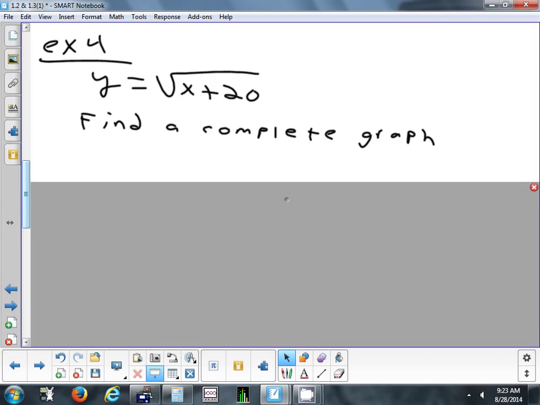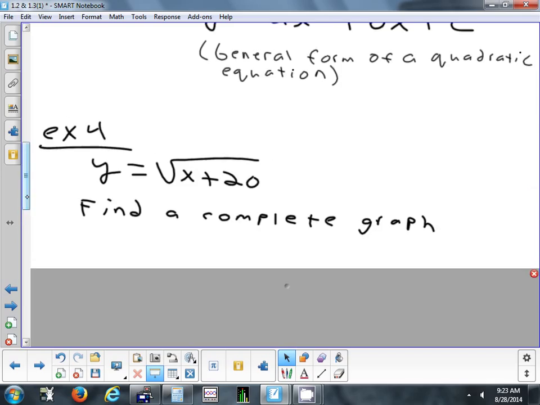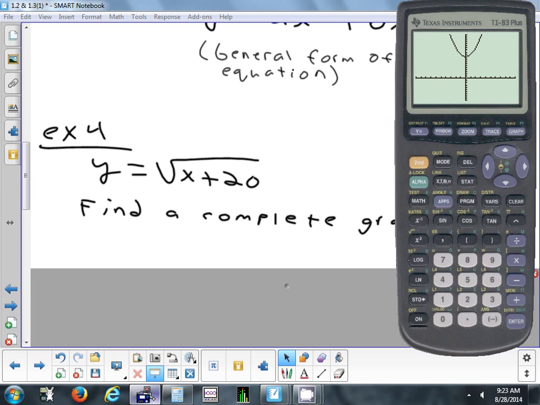Okay, let's try this one. It's y equals the square root of x plus 20. This one's a little bit different. What do you have to be careful about when you take a square root?